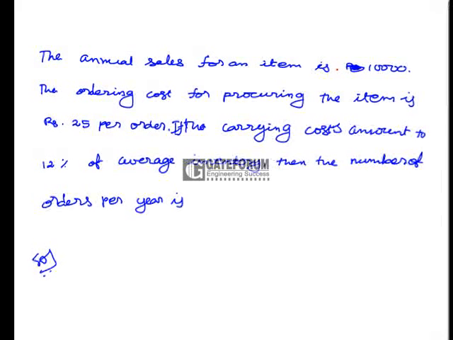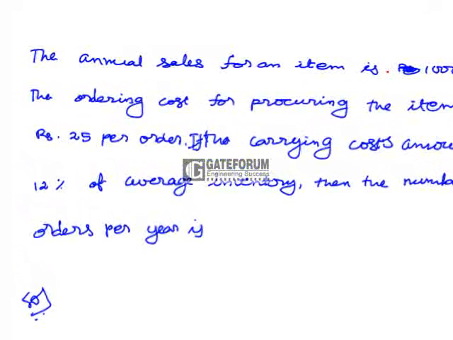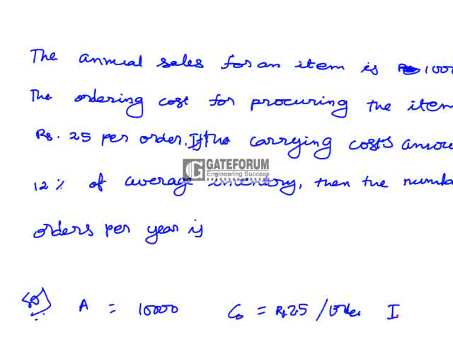Sales for an item is 10,000. The ordering cost for procuring the item is 25 rupees per order. If the carrying cost amounts to 12% of average inventory, then the number of orders per year is. Here it is given that annual demand is equal to 10,000, ordering cost is 25 rupees per order, and the carrying cost or inventory cost is equal to 12%.